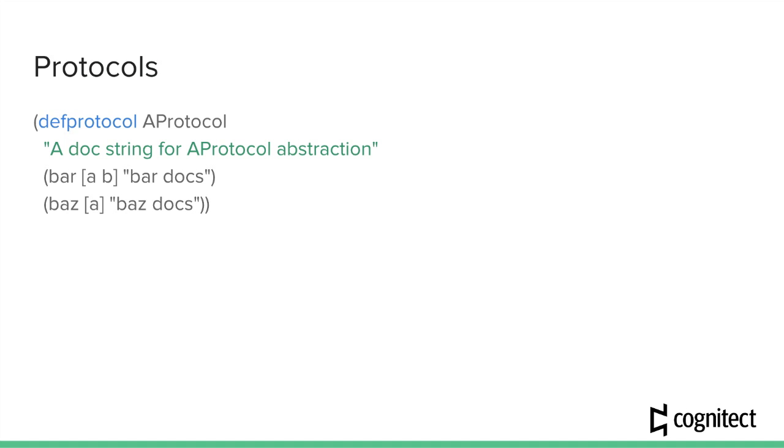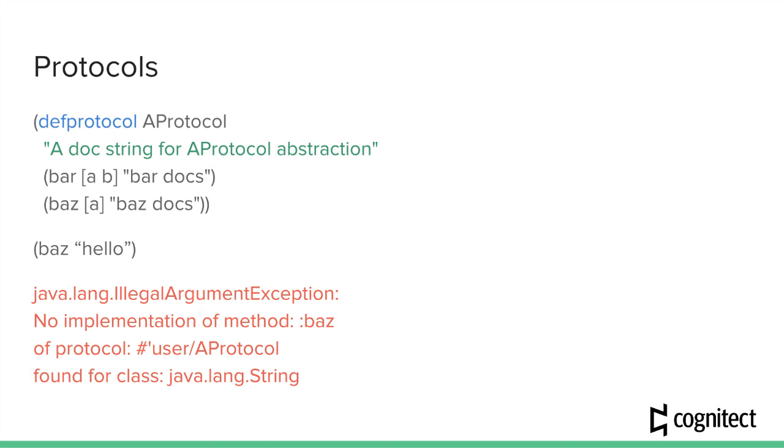And if I try to use baz on the string hello, I would get an exception. The exception would say there's no implementation method for baz of this protocol called a protocol found for the class java.lang.String. So I haven't defined any implementation for string for this protocol. It's pretty easy to do though.